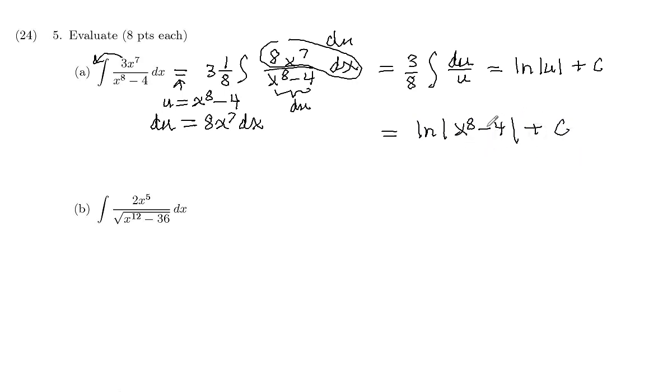And we do need the absolute values here because even though the x to the 8th is always positive, if x was 0, 0 minus 4 would be negative. And remember, you can't take the log of a negative. So we do need those absolute values.